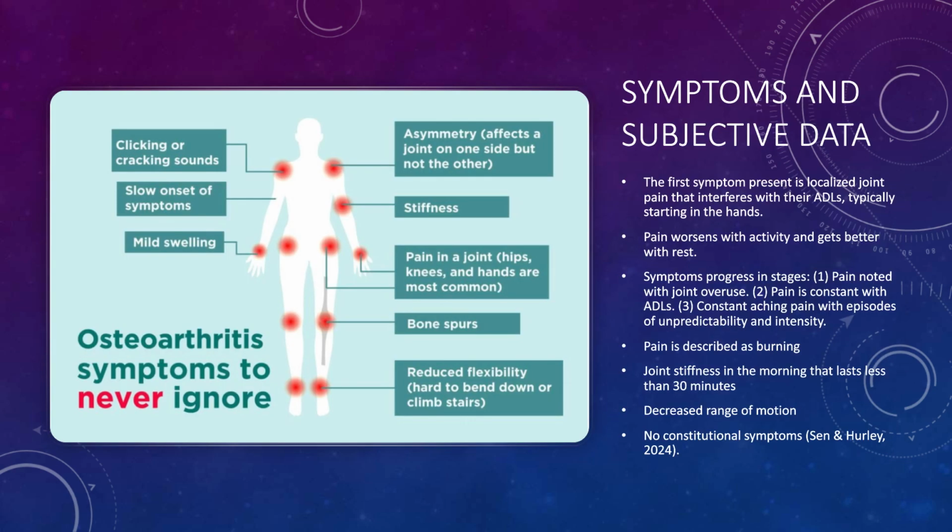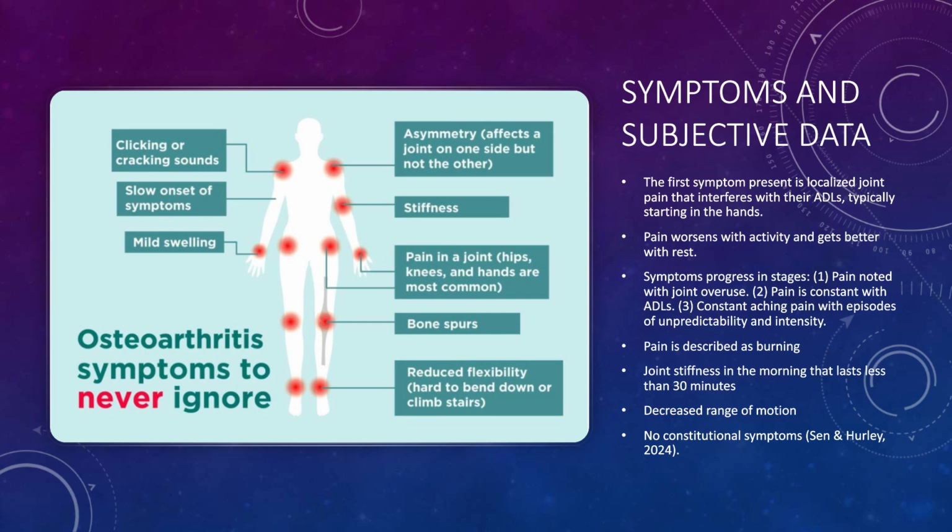Moving on to subjective data and symptoms. Typically, pain is the first symptom that presents. The first joints that are usually involved are in the hands, and the pain associated with them also interferes with the patient's activities of daily living. For most people, OA develops in 3 stages. The first stage is sharp pain in the joints that is predictable and brought on by mechanical insult, i.e. overuse.